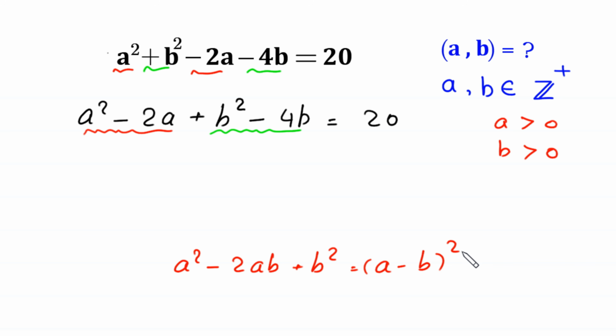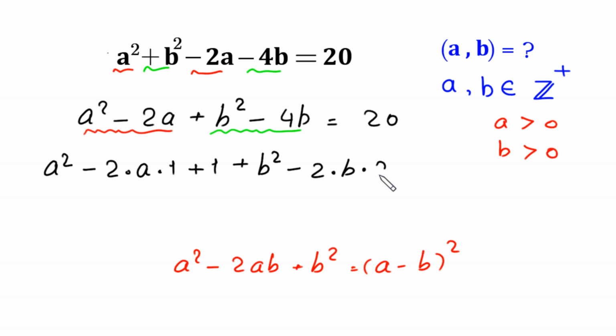So we write this a squared. This negative 2a can be written as minus 2 times a times 1. So to make this a perfect square, we add 1 in this expression. Now this is a perfect square. Then we write this plus b squared. This negative 4b can be written as negative 2 times b times 2.